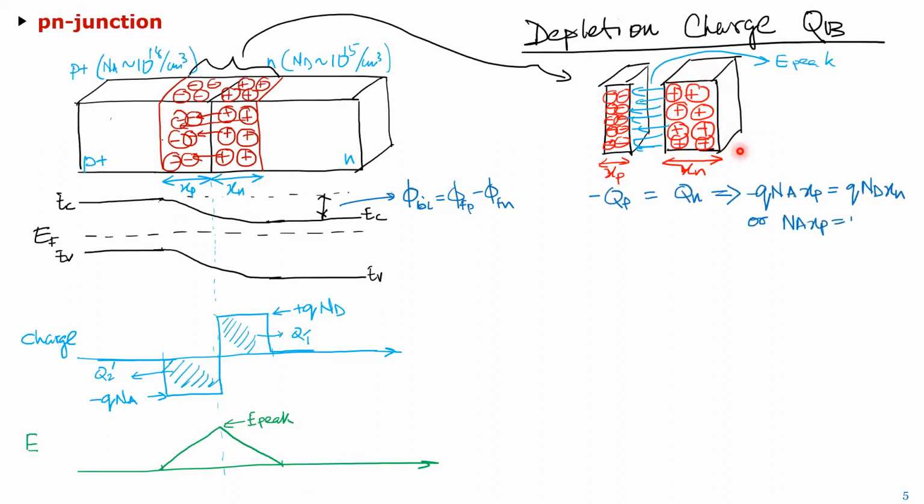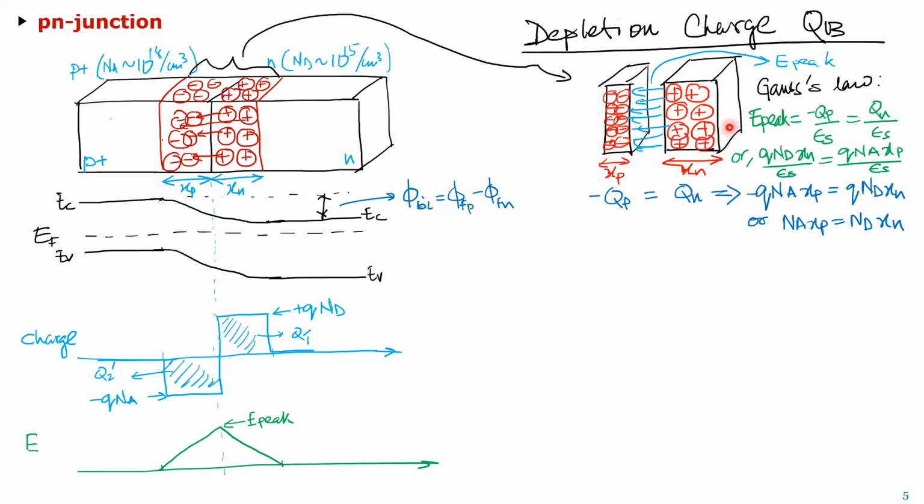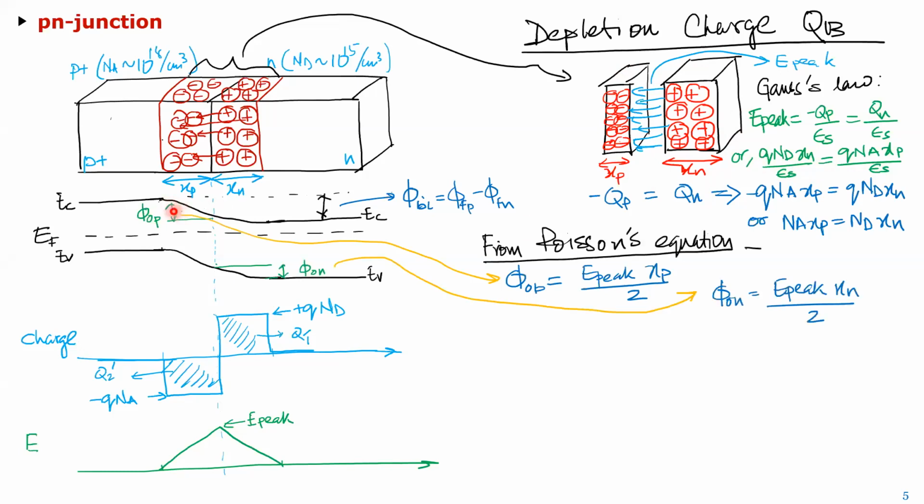Okay, so that is essentially saying that this electric field at the peak here is either all the charge in this divided by this permittivity, or all the charge inside this divided by the permittivity. And that gives you the relation between the charge density and the peak electric field. And the reason we use that is because we can find a relation between this potential difference and the peak electric field using what's called Poisson's equation.